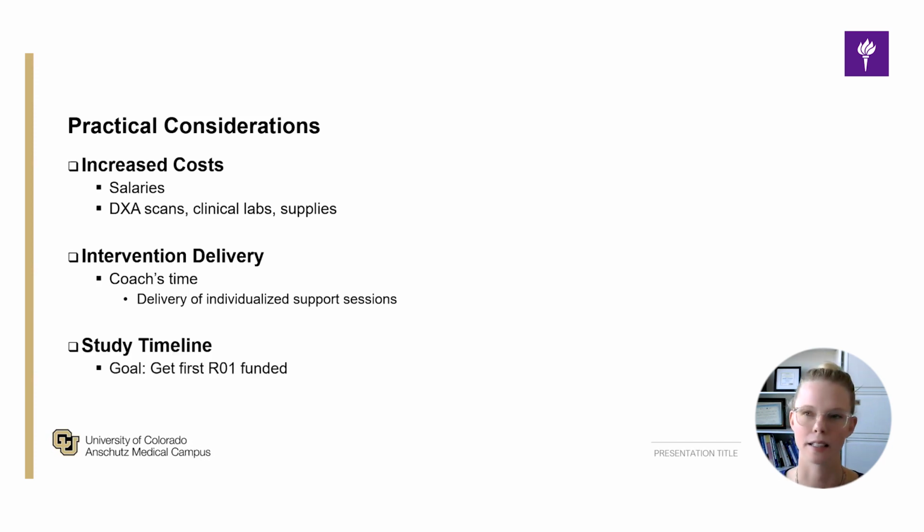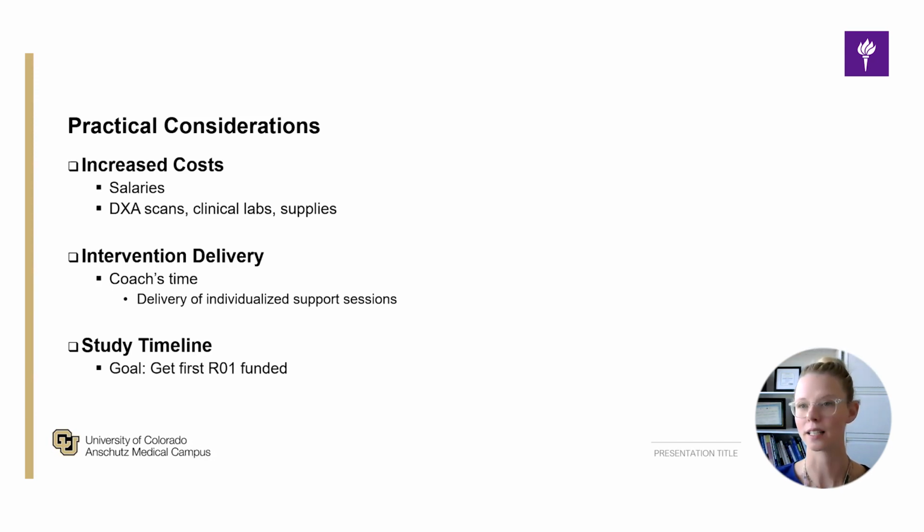And then lastly, the study timeline. The ultimate goal here with the K is to get that first R01 funded. And so what are things that I can consider that might get me my preliminary data earlier, so that way I can be ready to submit that R01 a little bit earlier? Because here at University of Colorado, once that K ends, we're expected to fund 100% of our time on grants. And so that's a huge cliff that we all have to jump off of. It's a little bit terrifying.